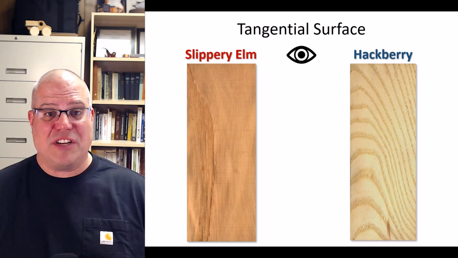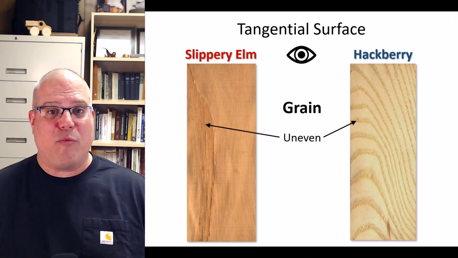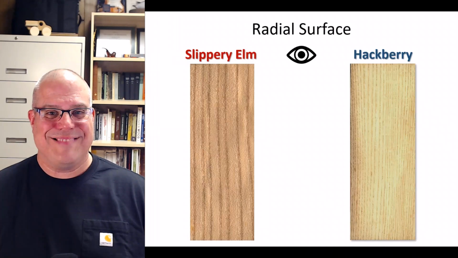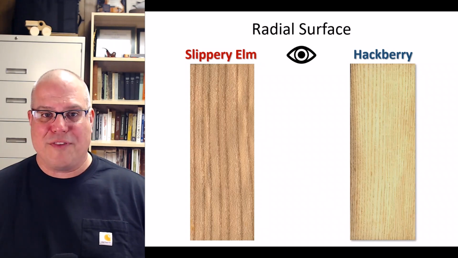We'll start on the tangential surface. Both slippery elm and hackberry have what we call uneven grain. That means you can clearly see a visual contrast between the early wood and late wood on the tangential surface. Now let's move to the radial face. While you might notice some ray fleck in both images, the flecks are not big and prominent like we saw in the oaks, so there really isn't much to remember on the radial face.